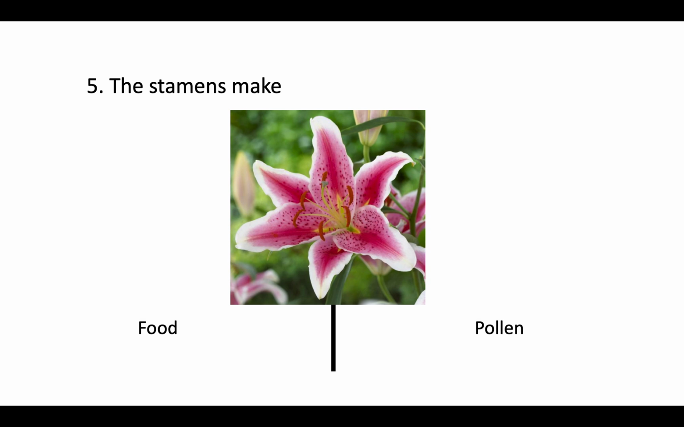So, what do these stamens make? Do they make food in A, or do they B, make pollen? A or B? And it is B. They make the pollen. And that pollen is key to making more seeds.